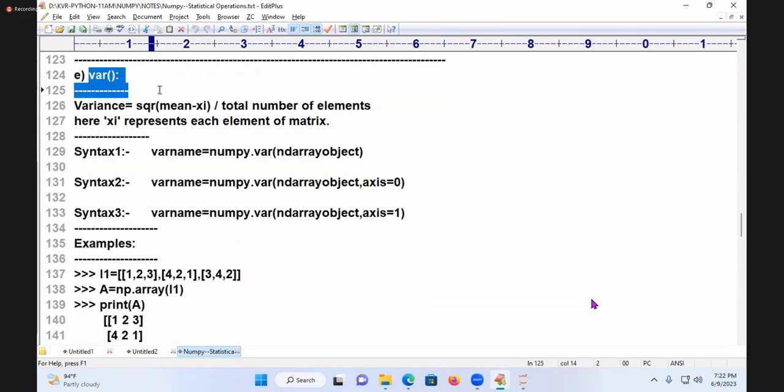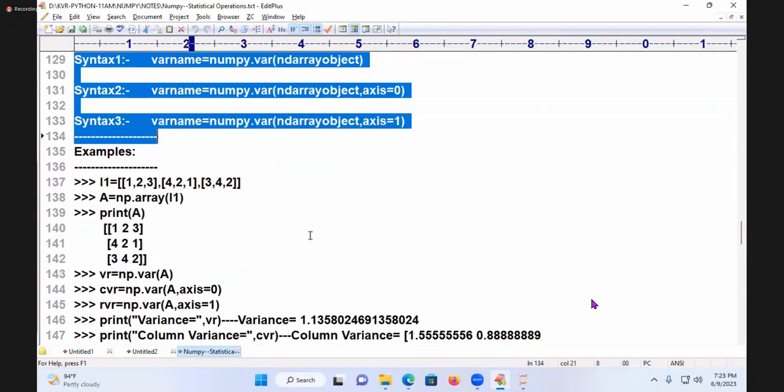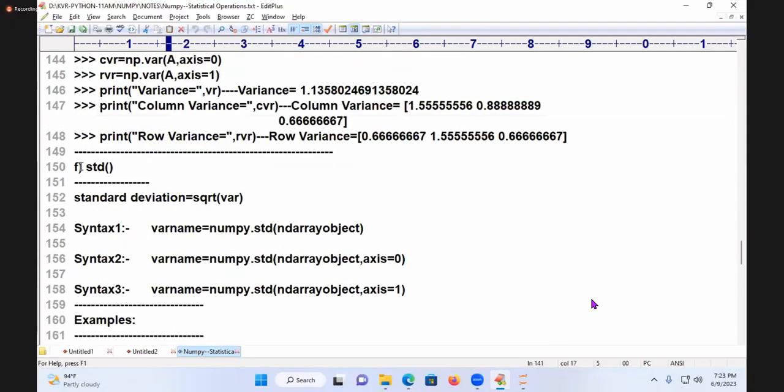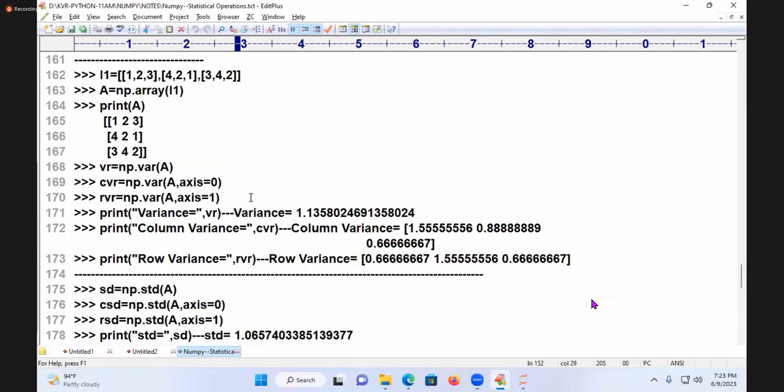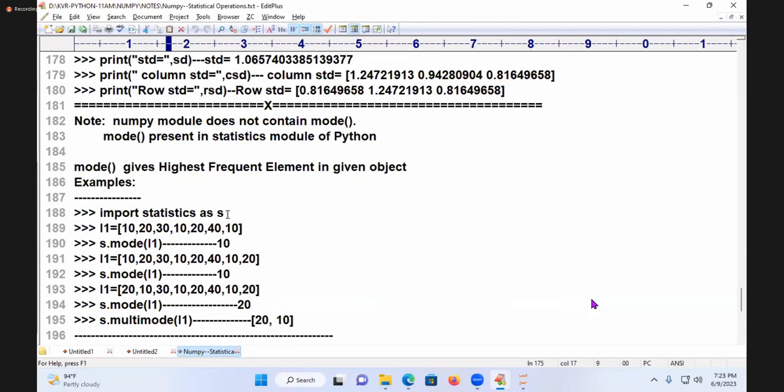Next, variance also same. Square of, not sqrt, square. Square means what? Whole square. Mean minus xi or xi minus mean, anyhow xi minus mean or mean minus xi, whole square. 0.5 whole square and minus 0.5 whole square is equal to 0.25 only, so it doesn't make any difference. Divided by the total number of elements. So given the data, see the data now. Got it. STD: square root of variance. Got it. And here all the information is coming.